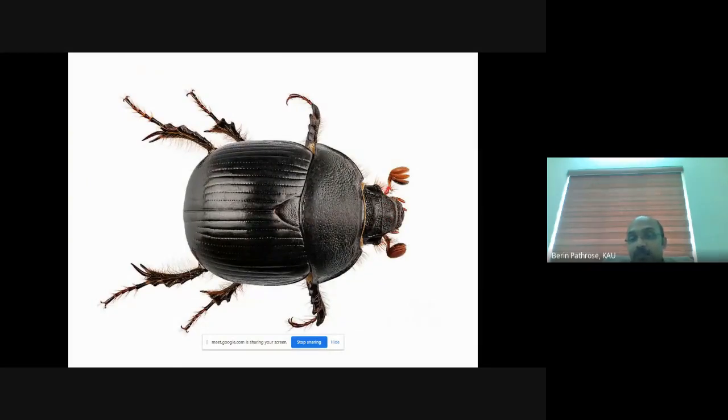This is the antenna. This is the common beetle which you see in your home. It comes to the light during night time. This is scarabid beetle or dung roller beetle. You might have studied about a beetle which rolls the dung.